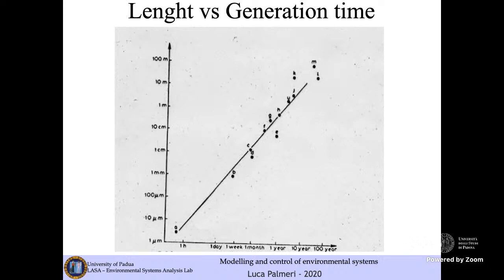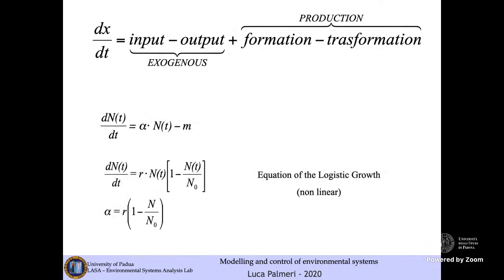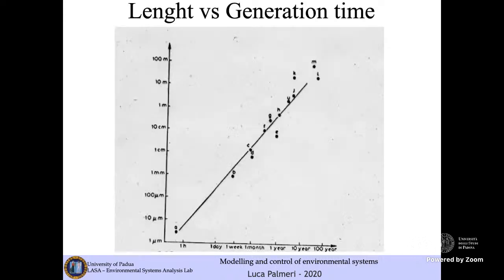In particular, there are several relationships that are called in general allometric relationships that allow us to find connections between the speed of growth, represented by the parameter R, and the characteristics of organisms. For example, if we make a plot of length versus generation time of various organisms, in this log-log graph, all these points are distributed along a line.